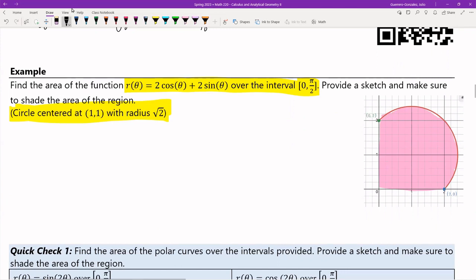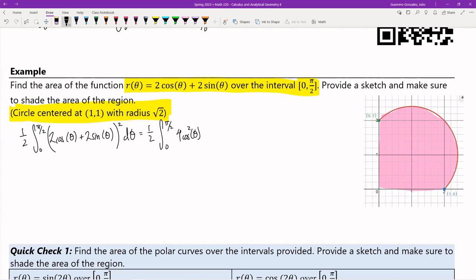So, calculus: the integral for this is going to be 1/2 times the integral from 0 to pi over 2 of 2 cosine of theta plus 2 sine theta, all of that in parentheses, d theta, and I want this squared. All right, here we go. If I expand this, I'm going to get 1/2 integral from 0 to pi over 2 of 4 cosine squared theta plus 8 sine theta cosine theta plus 4 sine squared theta d theta.